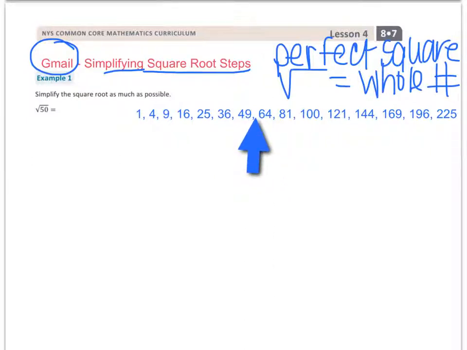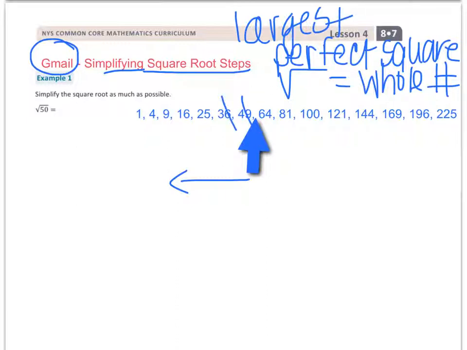So I'm just going to work backwards and try to find the largest perfect square. And again, it's largest. You should be looking at your steps, that divides evenly. So could I do 50 divided by 49 evenly? No. 50 divided by 36? No. 50 divided by 25? Oh yeah, I get 2. So what I'm going to do, I'm going to break apart the square root of 50 to become 25. And what's the other number that multiplies 25 to give you 50? 2. So that's step 2. I rewrote 50 as a perfect square, 25, and 2.